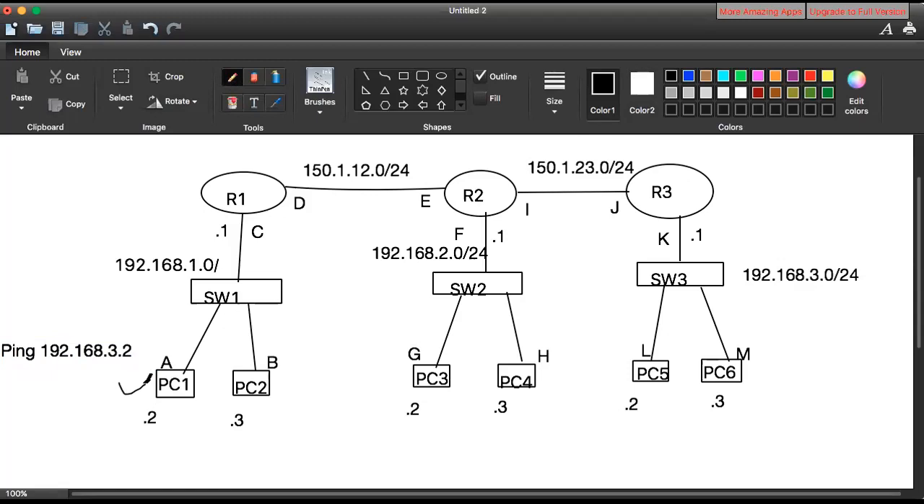It looks for the path to the destination. Where the packet's going to be sent. The destination is 3.2. Okay, 3.2, perfect. So what you're saying is PC1 is going to look for 3.2. What else? From the processor level as well.